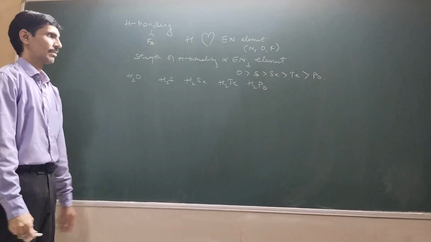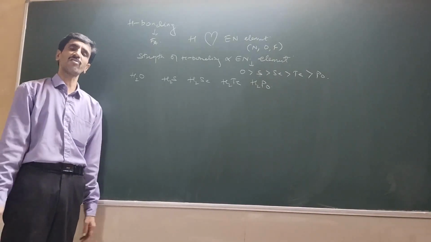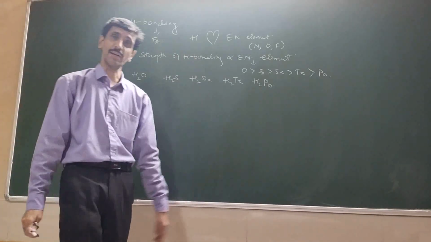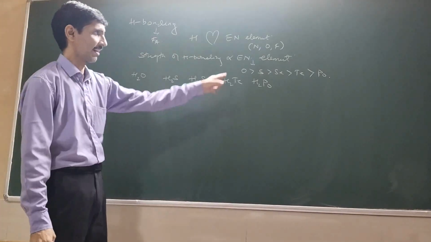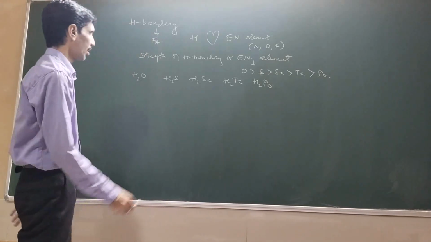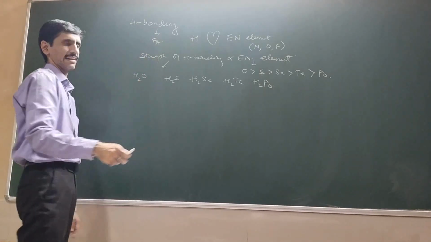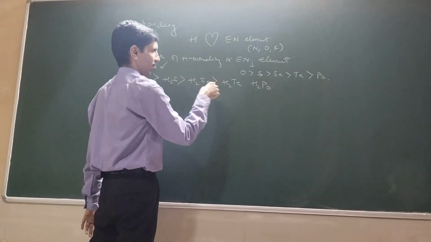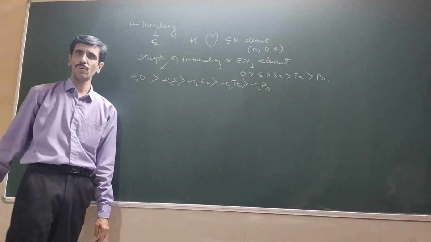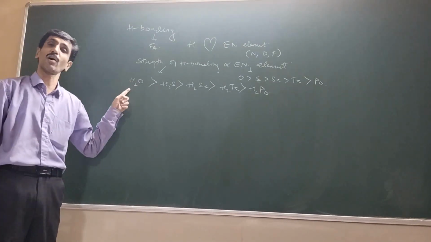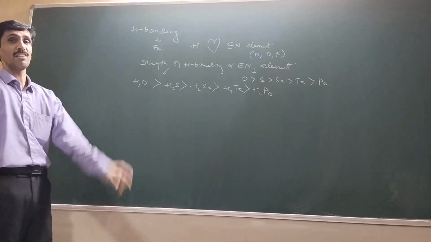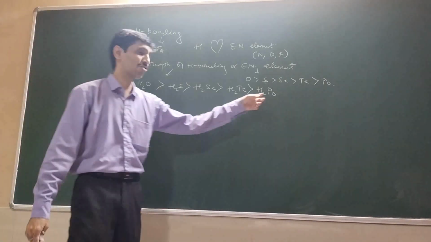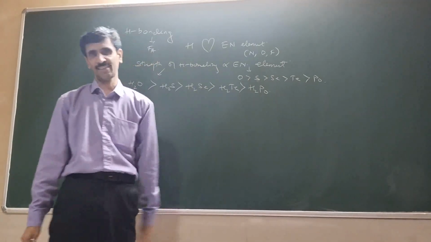Okay? Now, the next part is, when we go into the strength of the hydrogen bonding, as I said, it is directly proportional to the electronegativity of the element. So oxygen is most electronegative. So therefore, when I talk about the strength of the hydrides of group 16, it will be H2O greater than H2S, H2Se, H2Te, and H2Po. So hydrogen oxide, or what we call it in simple words, water, is the strongest amongst the hydrides of group 16, and the polonium hydride is going to be the weakest.